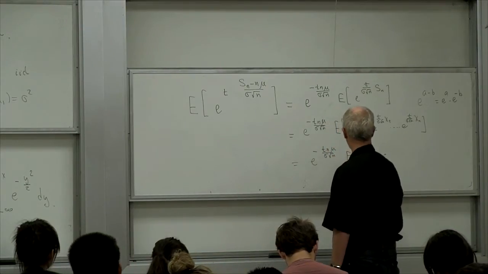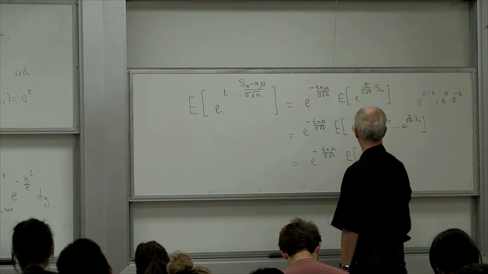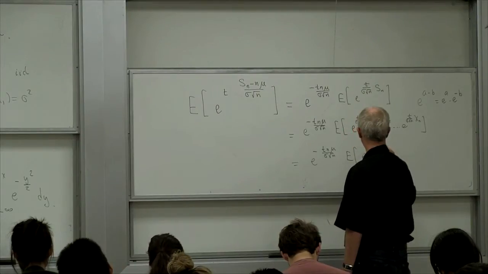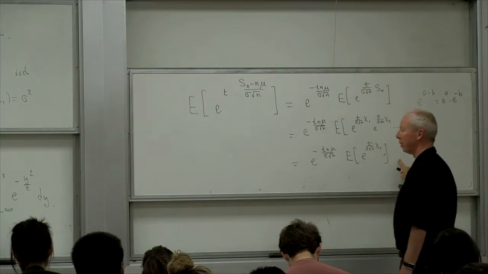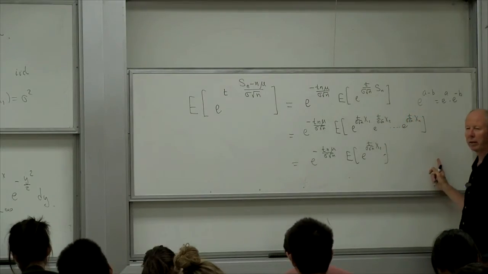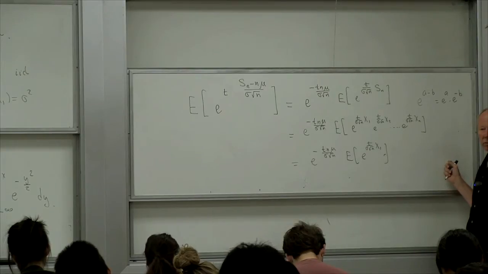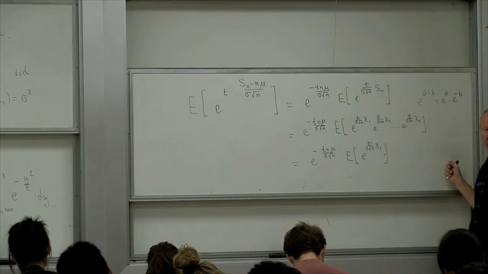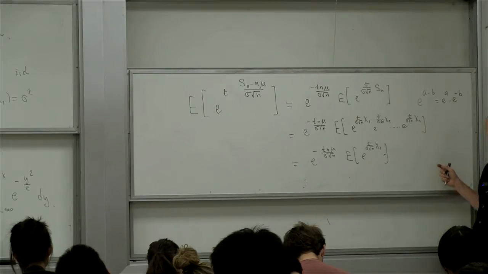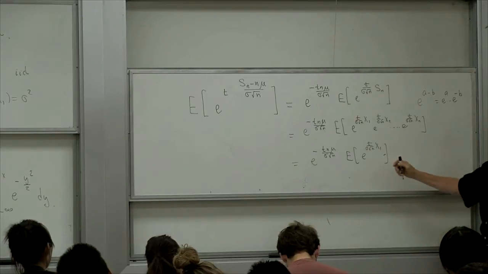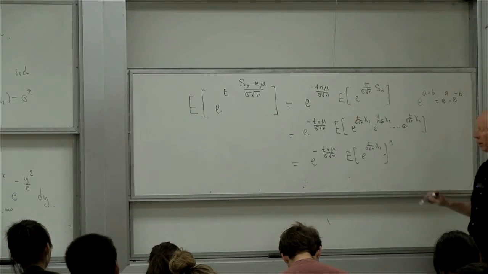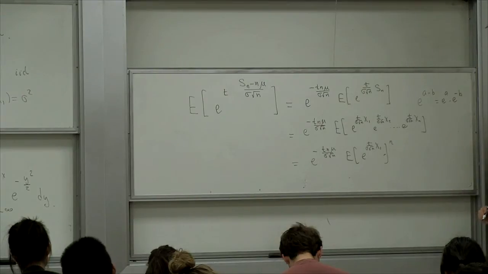So I get the expected value of e to the t over sigma root n times x1. And I'd get the same thing with an x2 and an x3 and an xn. And all of those factors would be identical because they're identically distributed. So I multiply this thing times itself n times, so I just raise this to the power n.